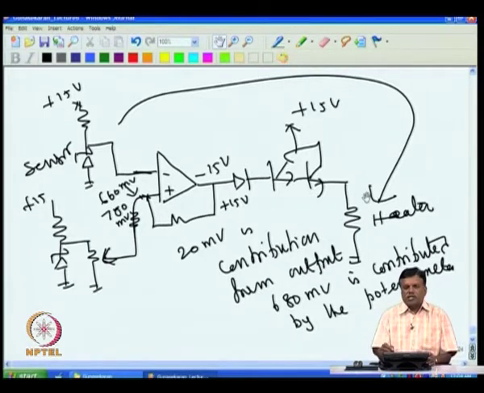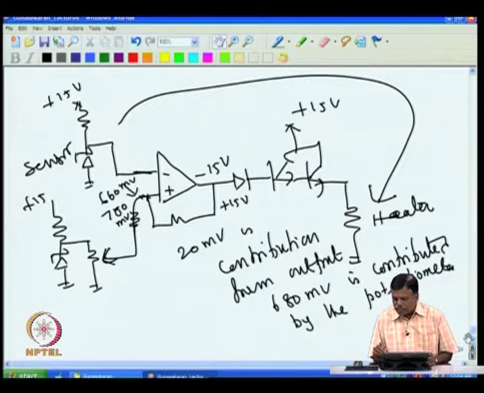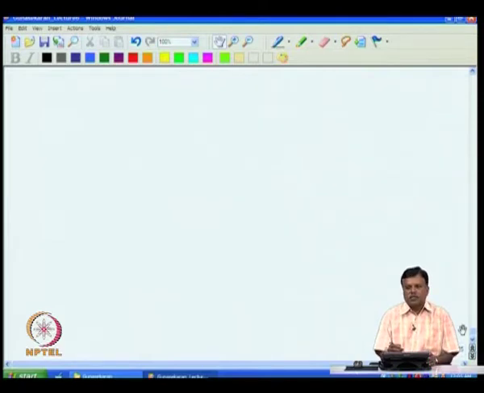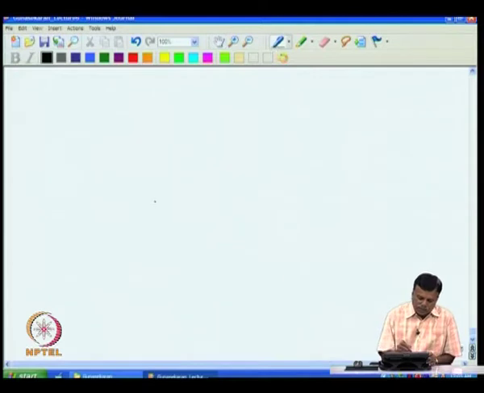Then what is the option if we are not using the transistor to switch the heater on and off? I will show you in the next circuit that I need not use only a transistor to make it on and off. There are many other options I have. For example, I can do this. So I redraw the circuit again.